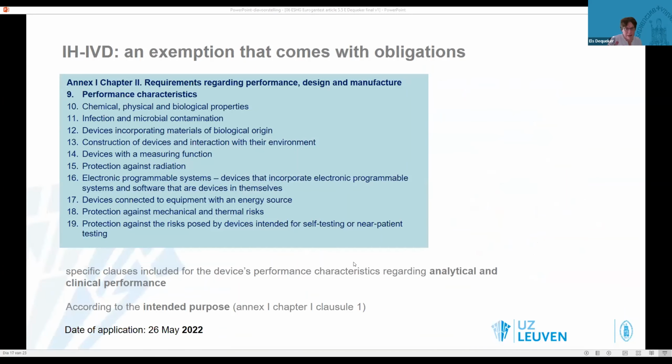The other topics in Annex 2 are also important, but quite often you can say, no, for this it's not applicable. Protection against radiation, not applicable for our test. So that can also be an answer. Right?